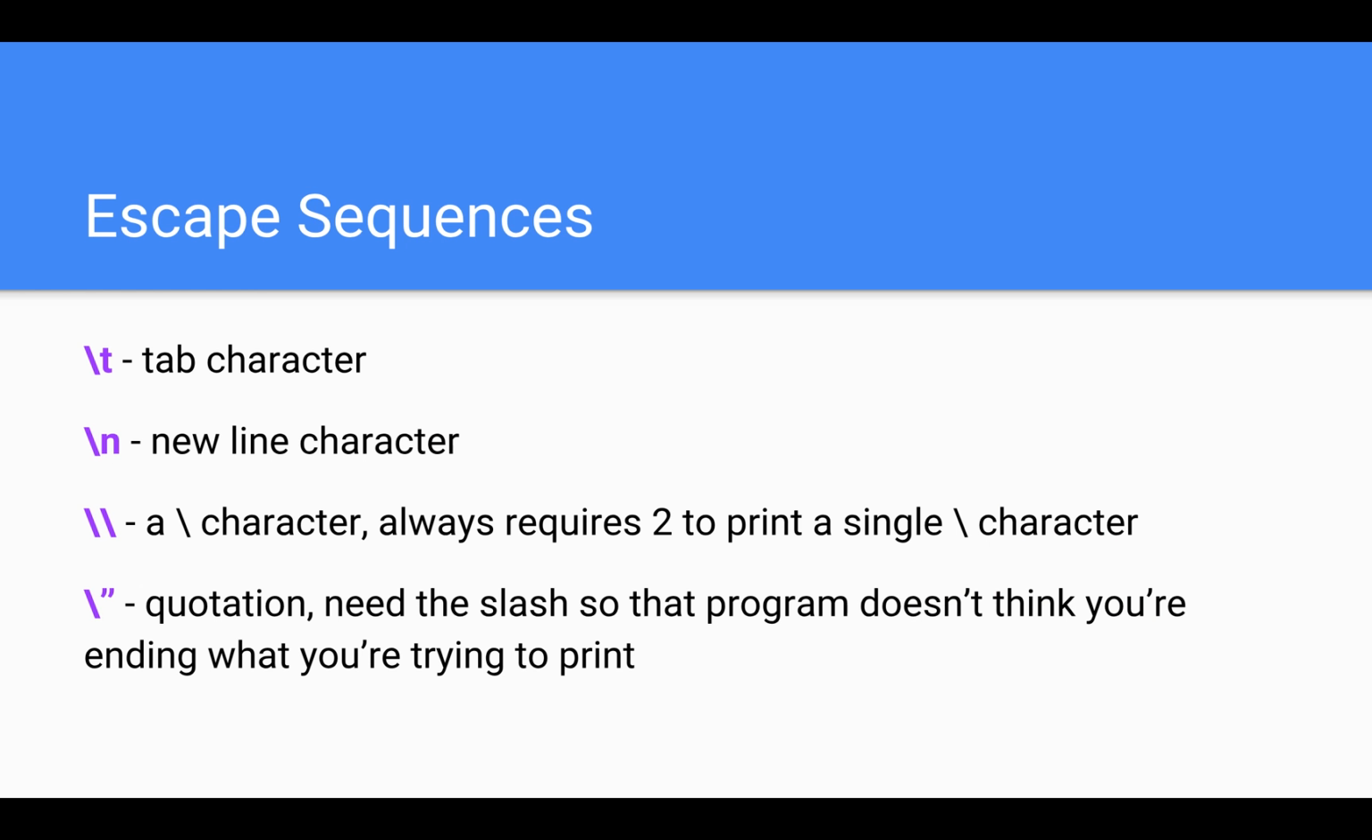So the couple of escape sequences that you need to know about, there's \t, which is a tab character, \n, which is a new line character, \\, which will give you a \ character, and you're always required two to print a single \ character, and that's because the computer, anytime it sees a \, thinks you're starting an escape sequence. So in order to print a \ you need two of them. \" will actually print out a quotation, and you need the \ so the program doesn't think you're ending what you're trying to print.